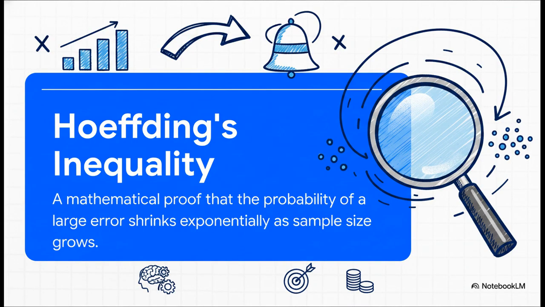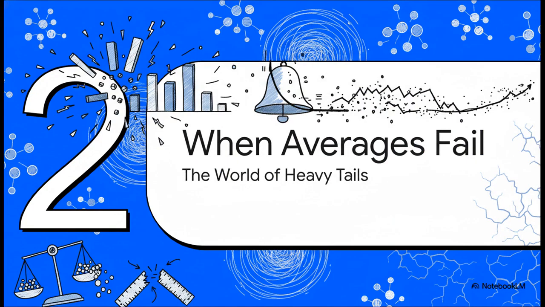Now, we don't need to get buried in the math here, but the thing that guarantees this incredible speed is a tool called Hoeffding's Inequality. Just think of it as the mathematical muscle behind the scenes. It's the proof that for well-behaved data, adding more examples gives you a much, much more reliable answer. Really, really fast.